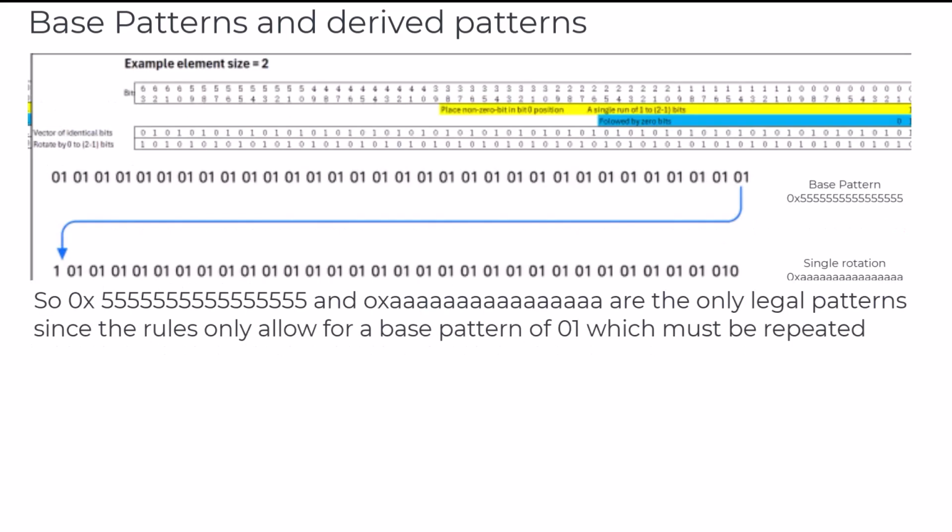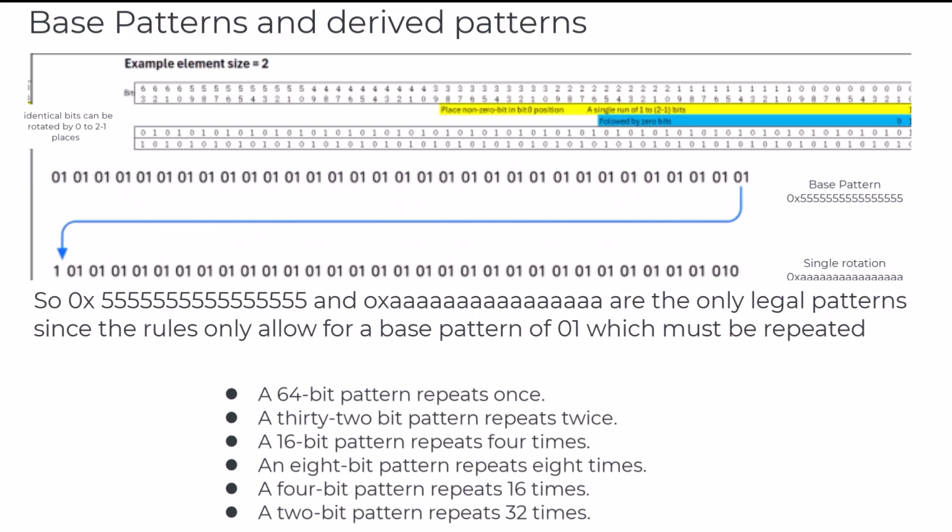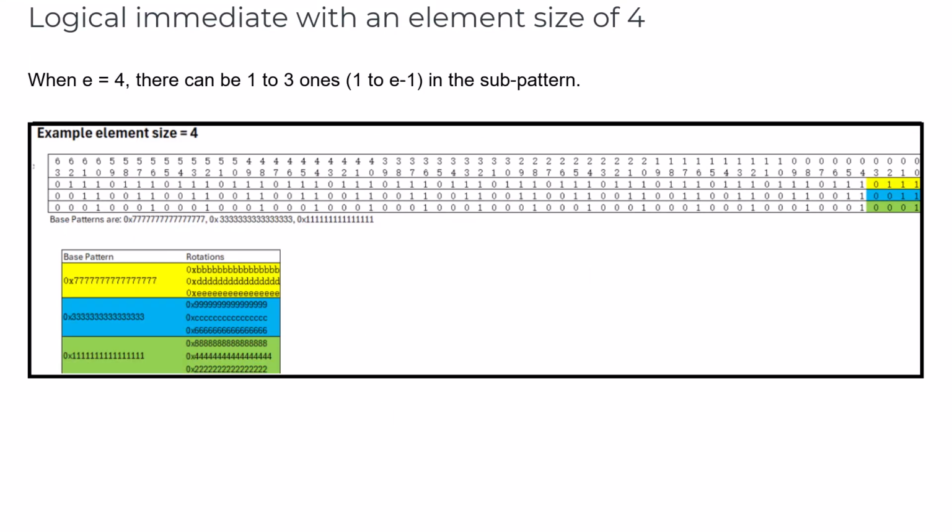So if we have a 64-bit pattern, this will repeat just once. So a 32-bit pattern repeats twice. A 16-bit pattern will repeat 4 times. An 8-bit pattern will repeat 8 times. A 4-bit pattern repeats 16 times and a 2-bit pattern 32 times. So the number of bits in the pattern determines how often the pattern is repeated, and this corresponds to the size of the register. So for 64 bits divided by the element size, let's look at another pattern that we can get with an element size of 4.